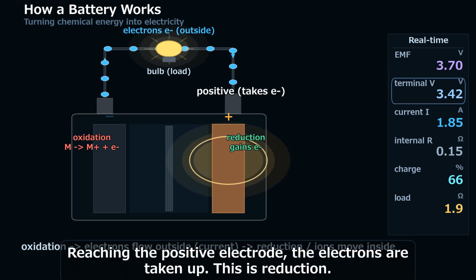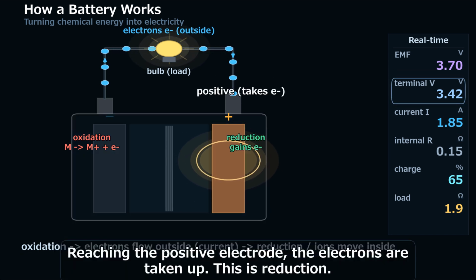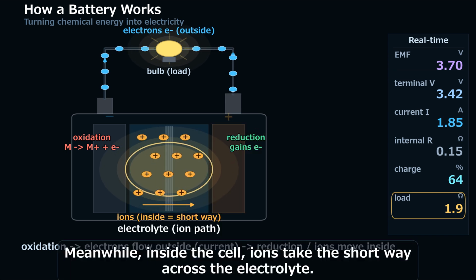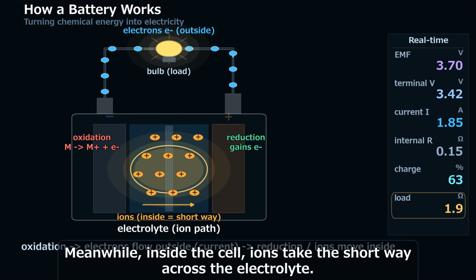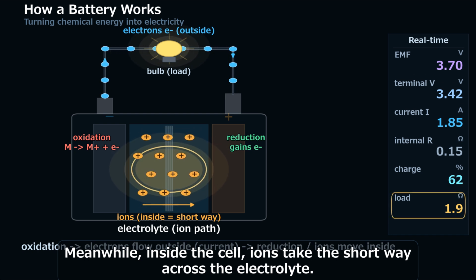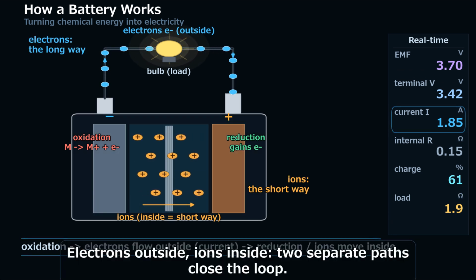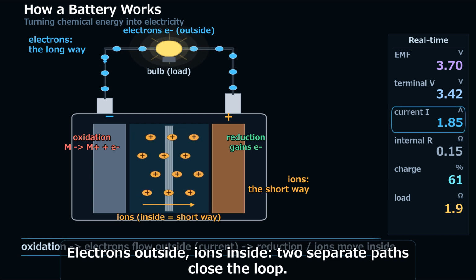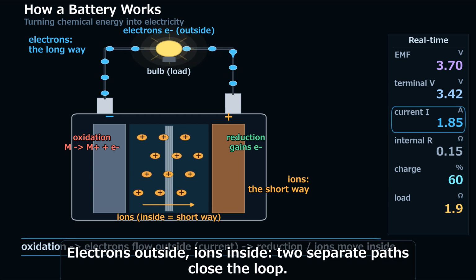Reaching the positive electrode, the electrons are taken up. This is reduction. Meanwhile, inside the cell, ions take the short way across the electrolyte. Electrons outside, ions inside. Two separate paths close the loop.